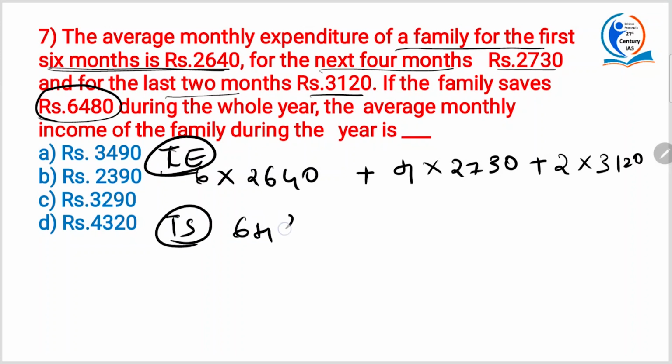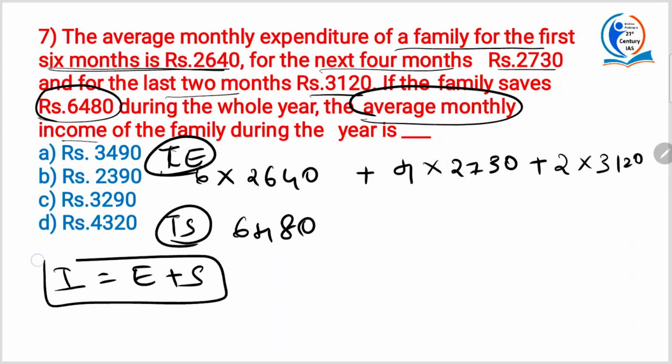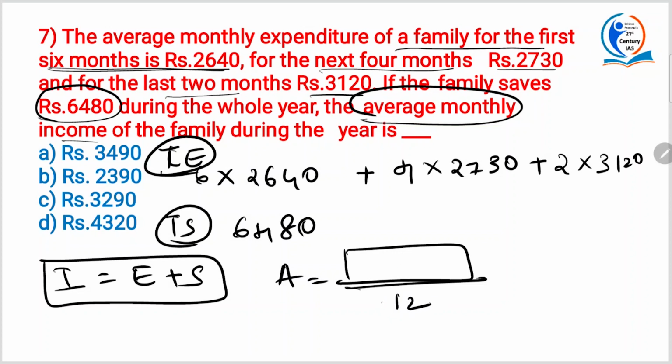It is 6480. Okay. Now what are they asking? They are asking the average monthly income. What is income? Income is your expenditure plus the amount you save. Alright. So what is the average income? Average income per month is equal to total income in the whole year by the number of months. Okay, that is 12 here.